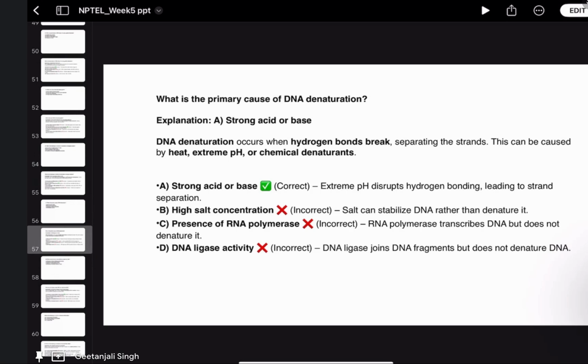Salts can actually stabilize DNA rather than denature it. And presence of RNA polymerase, RNA polymerase transcribes DNA but does not denature it. And DNA ligase activity is to join DNA fragments and not denature DNA. So the correct answer is A, strong acid or base.